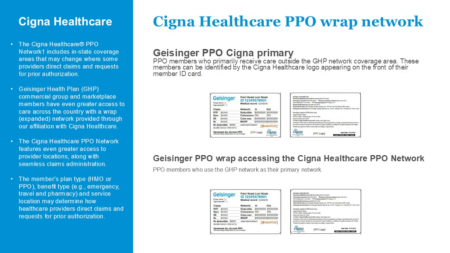This section will cover Cigna Healthcare PPO WRAP Network. Geisinger Health Plan, or GHP commercial group and marketplace members, have even greater access to care across the country with a WRAP expanded network provided through our affiliation with Cigna Healthcare. The member's plan type, HMO or PPO, benefit type, and service location may determine how healthcare providers direct claims and requests for prior authorization. Members can be identified by the Cigna Healthcare logo appearing on the front of their member ID card, as shown on the slide.